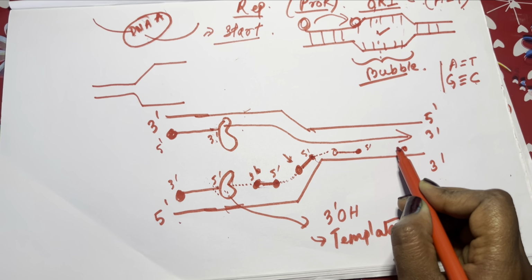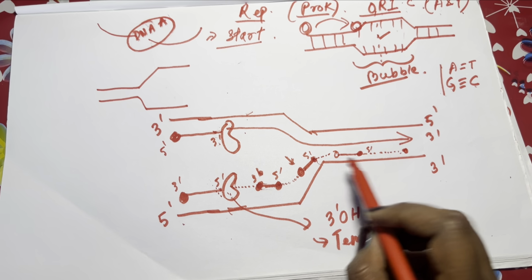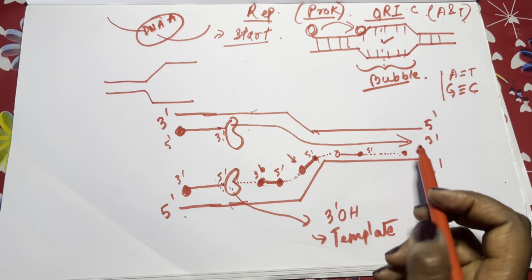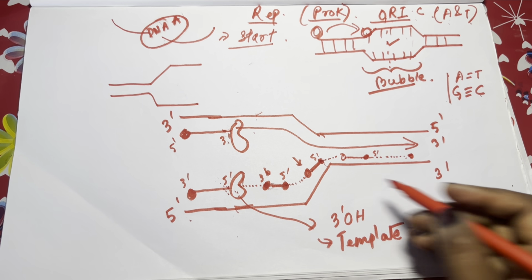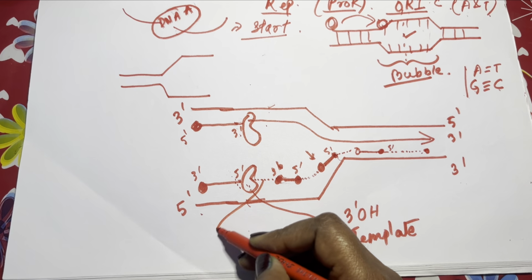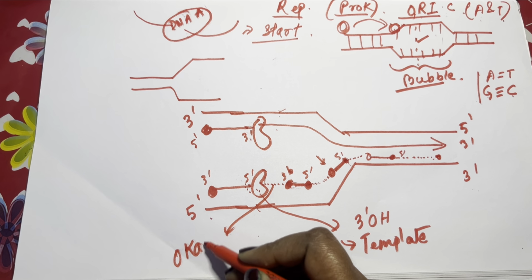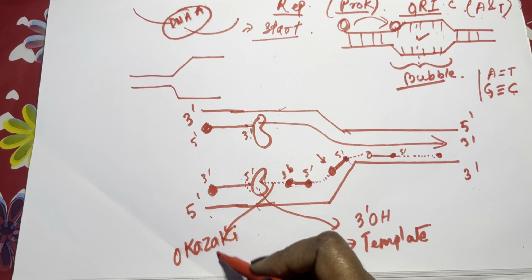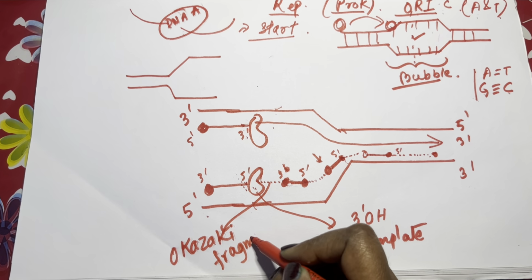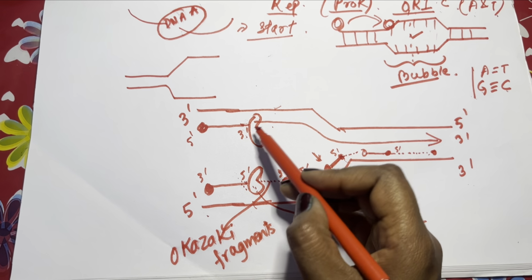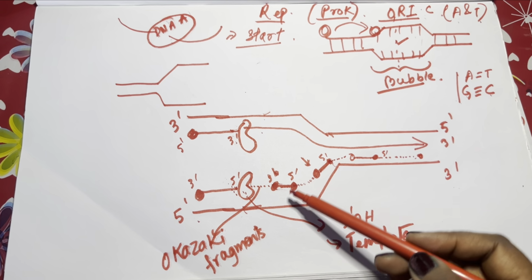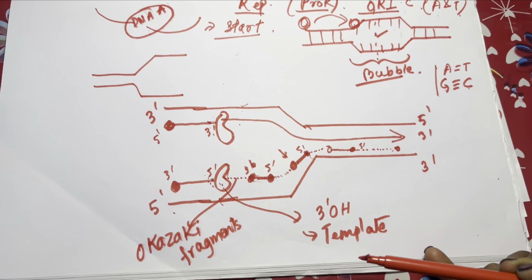Like this, till the end we will get a DNA-RNA hybrid. These DNA-RNA hybrid fragments are called Okazaki fragments. This continuous strand will be called the leading strand. This discontinuous strand will be called the lagging strand.